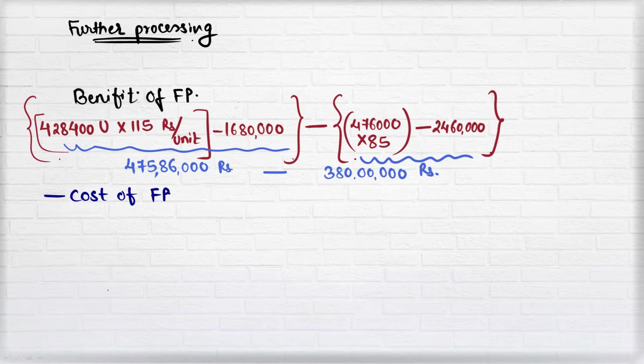See, it is as simple as this. If I had sold this product at the split off point, I would have got 380 lakhs net of selling expenditure. What is net of selling expenditure? Removing selling expenditure. Had I sold this product after further processing, I would have got a selling price of 475,86,000. What is the benefit of further processing? This minus this is my benefit of further processing. This much amount I am getting higher because of further processing. What is the answer? 95,86,000.